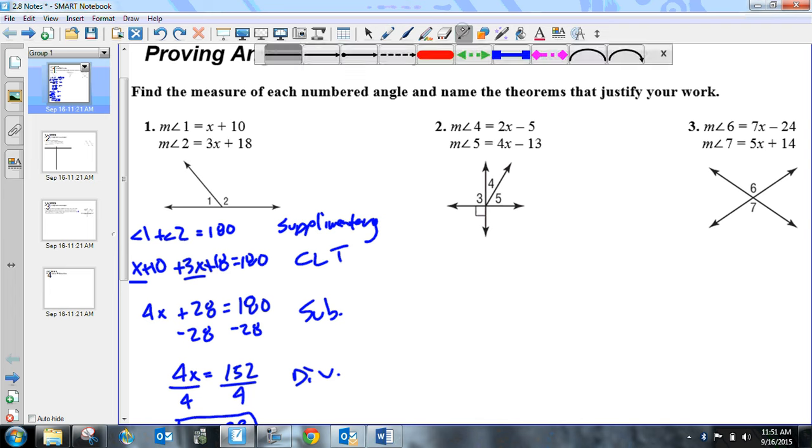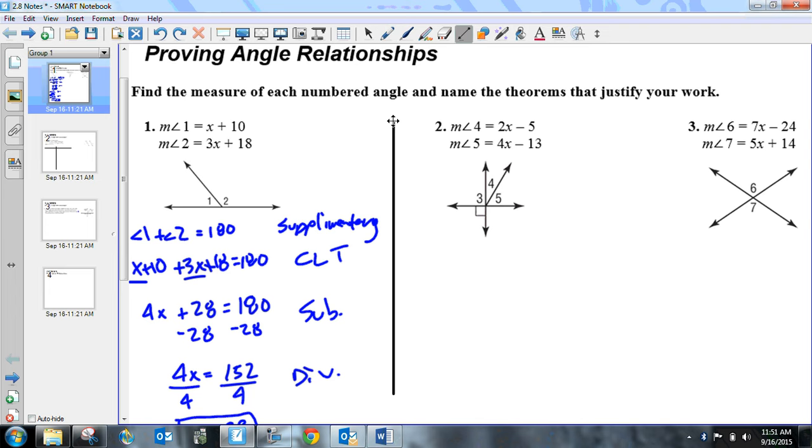Let's go ahead and take a look at number 2. What it wants me to do on this one, it says find the measure of each numbered angle. I know that angle 3 is equal to 90 degrees, because I know that this angle here is 90 degrees. This forms a linear pair. So I know that angle 3 is also 90, because these lines are perpendicular, then all the other angles are 90 degrees.